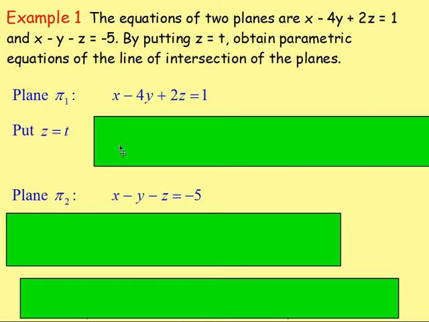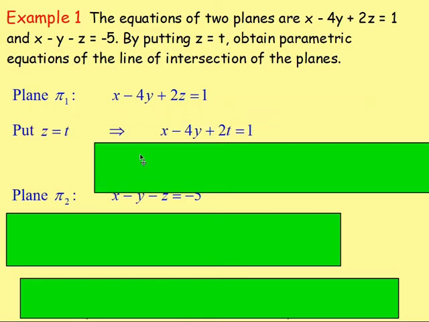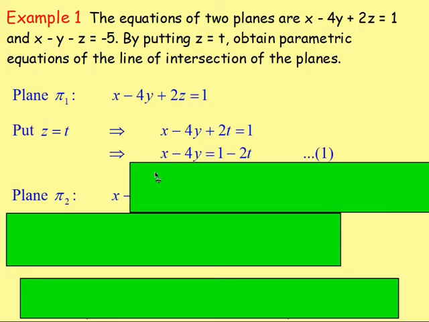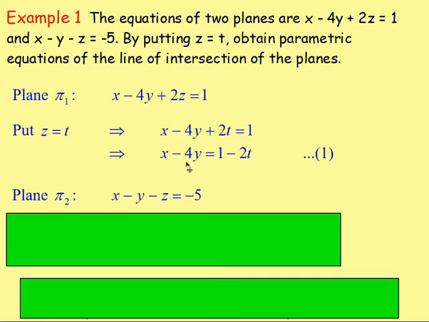So if you put z equal to t, all you're really doing is replacing z with t. So you'd have x take away 4y plus 2t equals 1. And really what you want to do is have your simultaneous equations. For simultaneous equations, you want on one side of the equal sign your x and your y, and on the other side anything else. So subtract 2t from both sides. That will give us x take away 4y equals 1 take away 2t. So that there will be our first of the simultaneous equations.